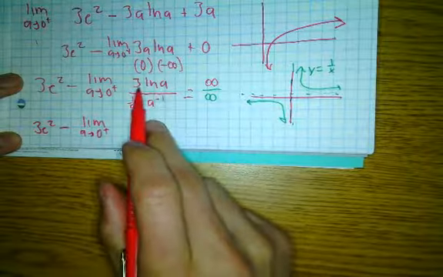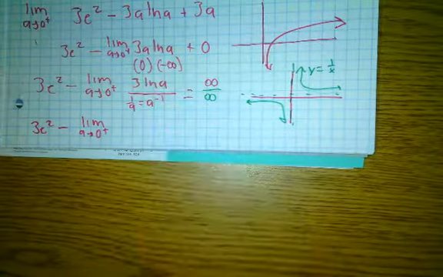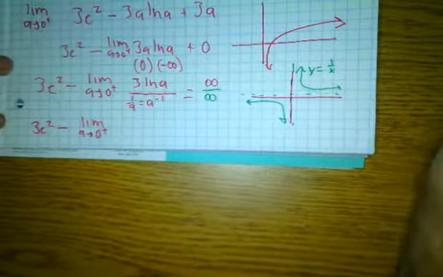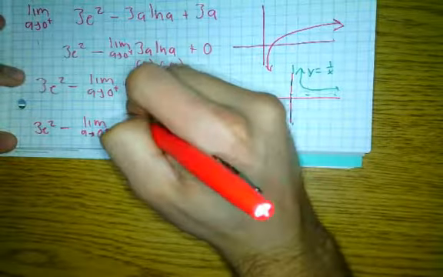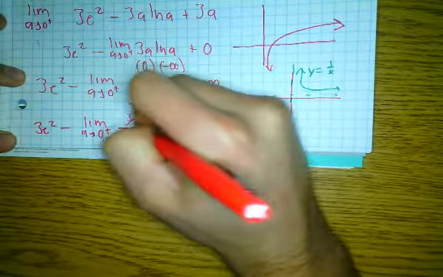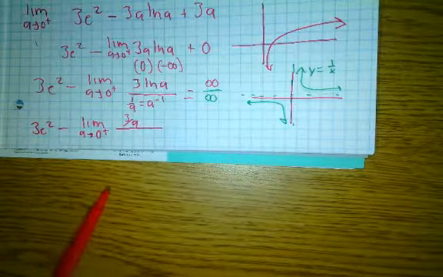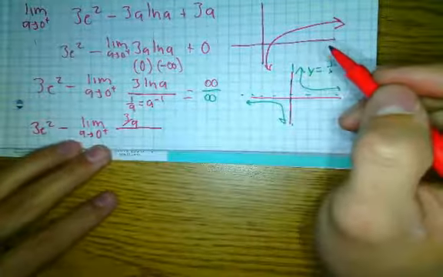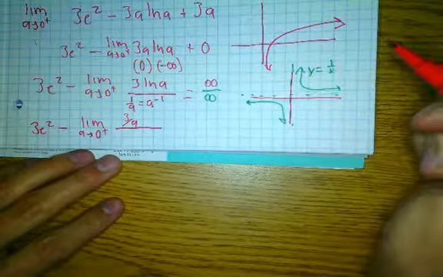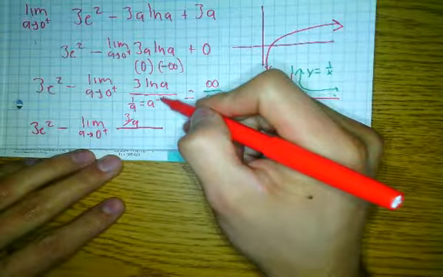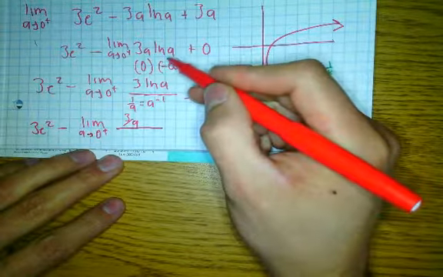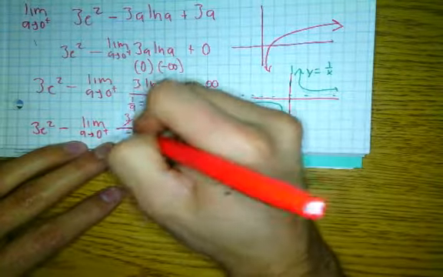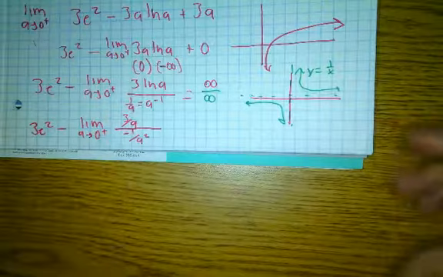So, I still have this 3e squared minus the limit as a approaches 0 from the right-hand side, and I need to take the derivative of this. What's the derivative of 3 natural log of a? 3 over a. All over, what's the derivative of a to the negative 1 power? Hold on, derivative. So negative a to the negative 2, right? So that's negative 1 over a squared.